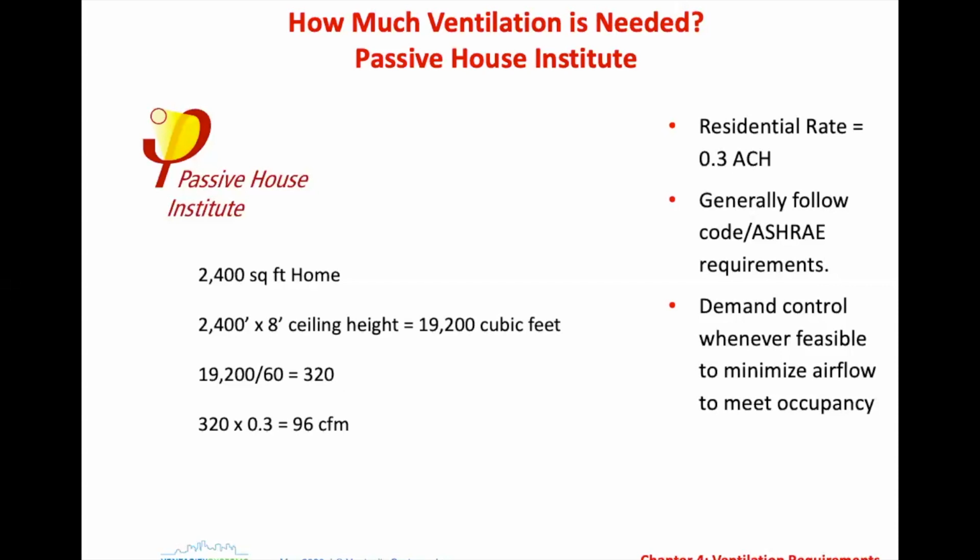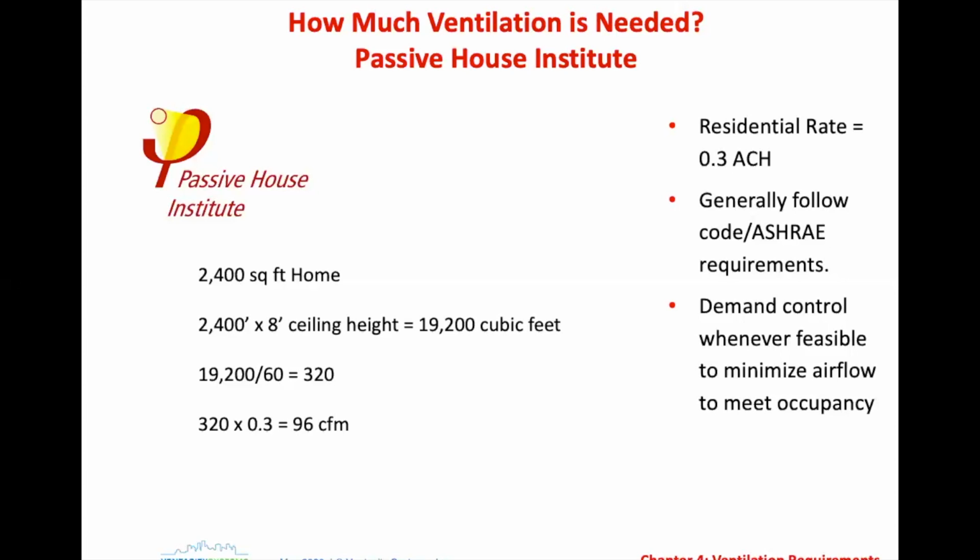Our air changes is per hour, okay? So in a minute, we've got to do 1/60th of that. That's 320, and then 0.3 air changes per hour is 96 CFM. It's a very simple formula to give you a guideline on what your supply should be in that dwelling. This is a really simple formula that I've used thousands of times, literally, all right? And that'll give you a guideline to work with on supply.